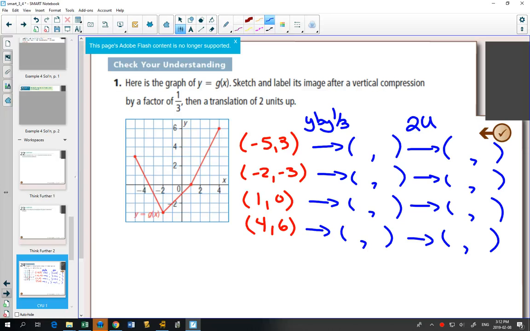So the only thing being affected here is your y values. First, they're getting multiplied by 1/3, so your x values don't change. Y values times 1/3. And then your y values get shifted 2 up. So again, your x values don't change. Add 2 to each of your y values.